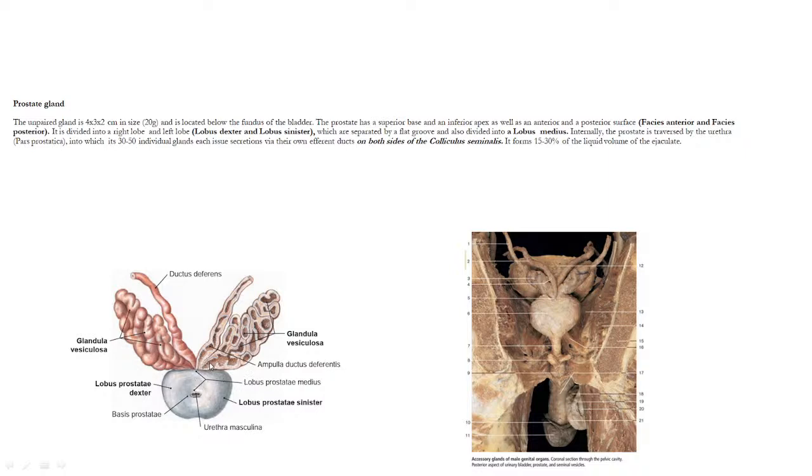Internally, the prostate is traversed by the urethra, pars prostatica, into which its 30-50 individual glands each issue secretion via their own efferent duct on both sides of the colliculus seminalis. It forms 15-30% of the liquid volume of the ejaculate.